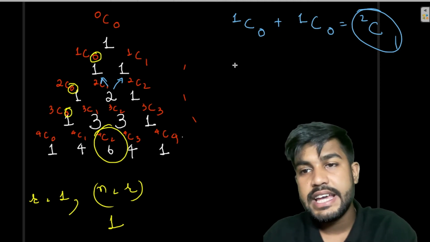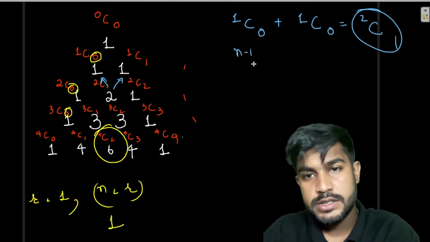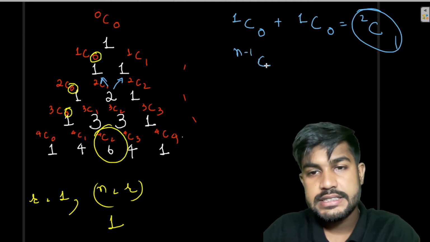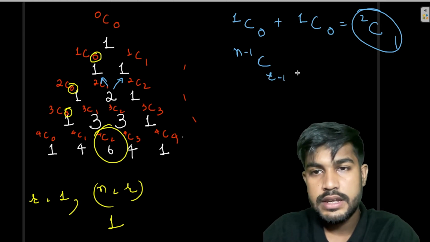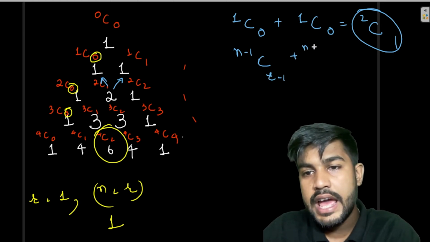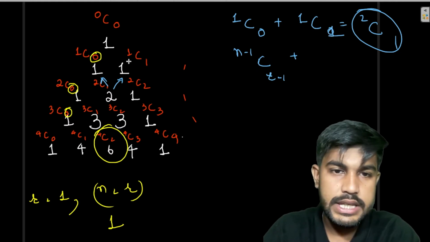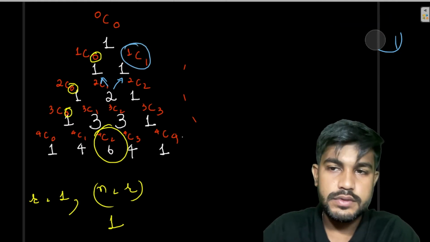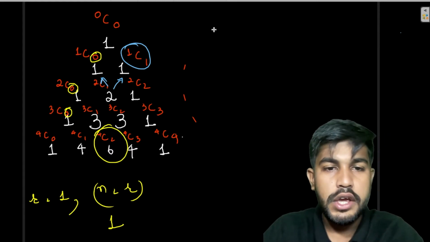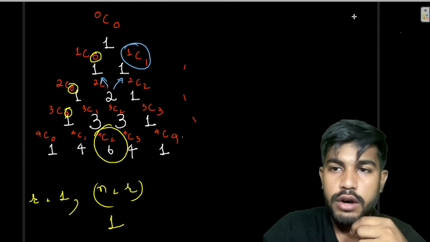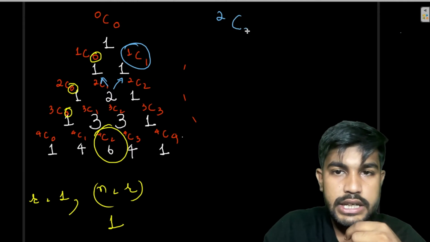I can simply say n minus 1 C r minus 1. And here I would say n minus 1 C r, this would be 1C1. See, this is 1C1. So let me write this also. Suppose we want to find the value of 2C2.